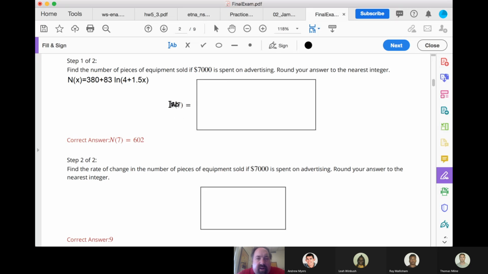Okay, find how many pieces of equipment are sold if 7,000 is spent on advertising. Now remember, x is in thousands of dollars, so you would just compute N of 7. So you'd work it out in your calculator, and this is what you would get for that.